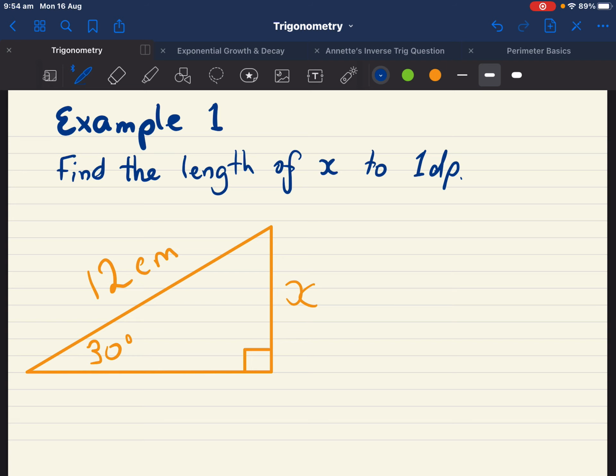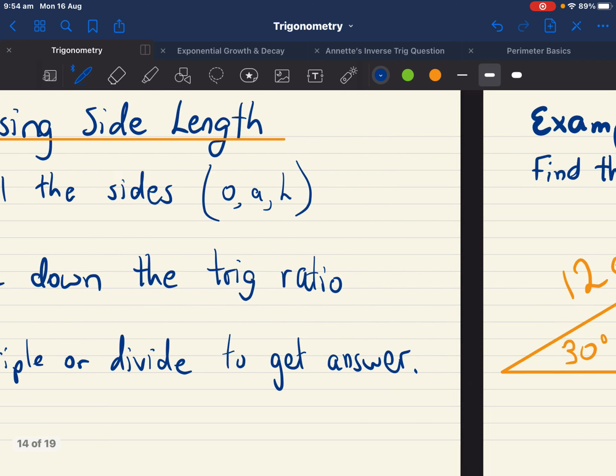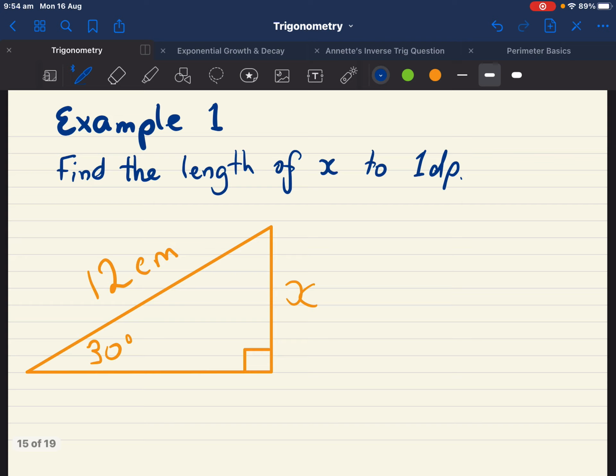So we want to find the length of x. So these are the 3 things that we need to do. First step is to label the sides. You will notice one of the sides is completely blank. I'm referring to this one down here. We don't know the length of it, and we're not trying to find the length of it. That's kind of like an unnecessary side for us. We have no interest in it at all.